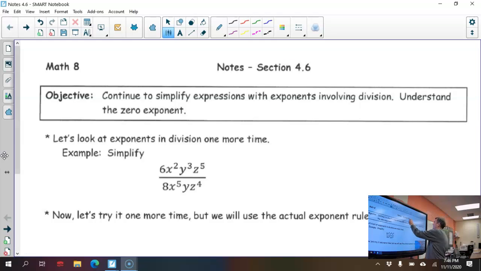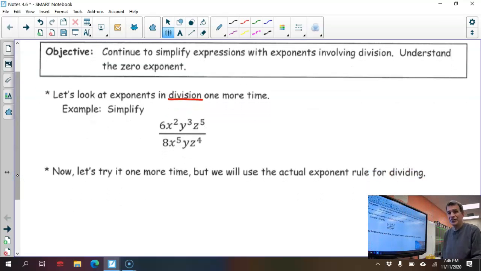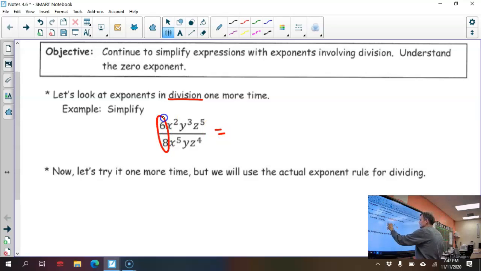So chapter 4, right? Chapter 4, section 6. Let's get after it. The first thing I want to look at here is division one more time. So first, I'm going to look at the way I asked you to do this, and the way I asked you to do this was take the coefficients and write them as their own fraction, and then each variable as its own fraction.